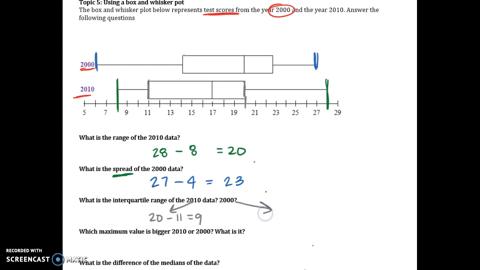And then 2000, same thing, same process, looking at your box. I'll say that that's 23 and 14. So my interquartile range is 9. Oh, isn't that convenient? My interquartile ranges are the same.